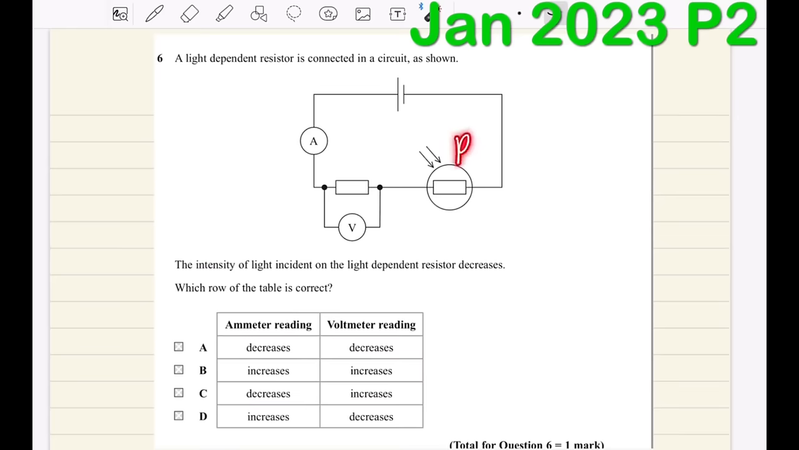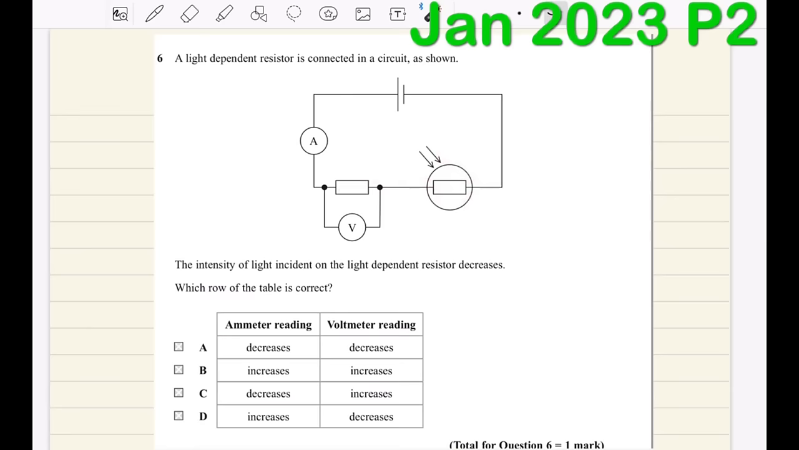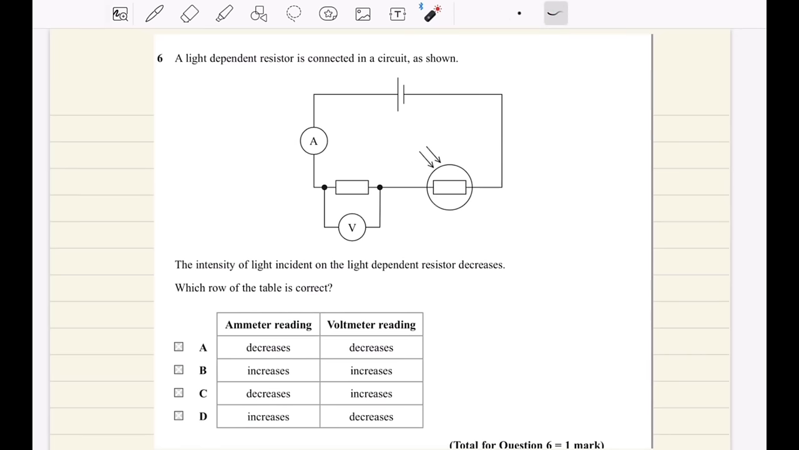Keep in your mind, if the resistance of the light-dependent resistor increases, and this is added to the resistance of the fixed resistor because they are connected in series, so I would say R total equals R1 plus R2. It means the total resistance for the whole circuit increases. This affects negatively the reading of the ammeter, so there is less current passing through the electric circuit. There is less voltage across the fixed resistor, so the voltmeter reading across the fixed resistor is going to be less as well. So the correct answer for question 6 is A. The reading of the ammeter decreases and the voltmeter decreases as well.